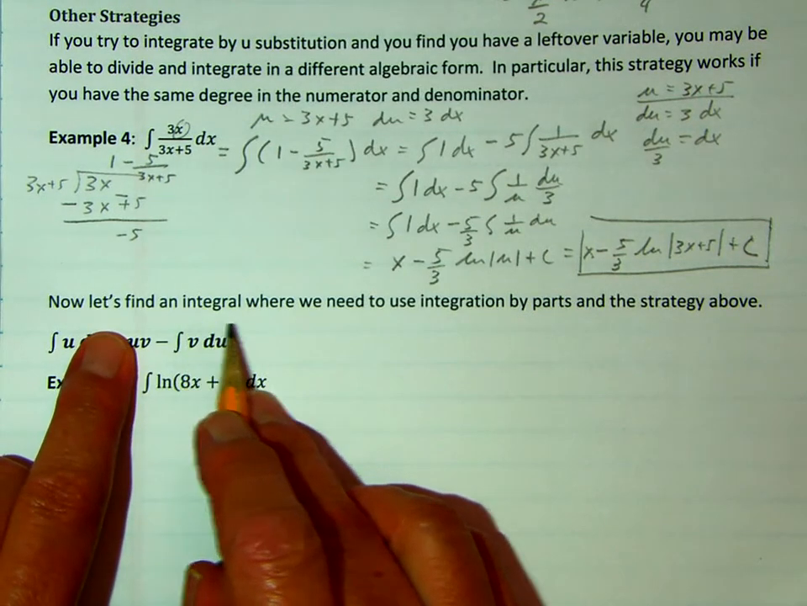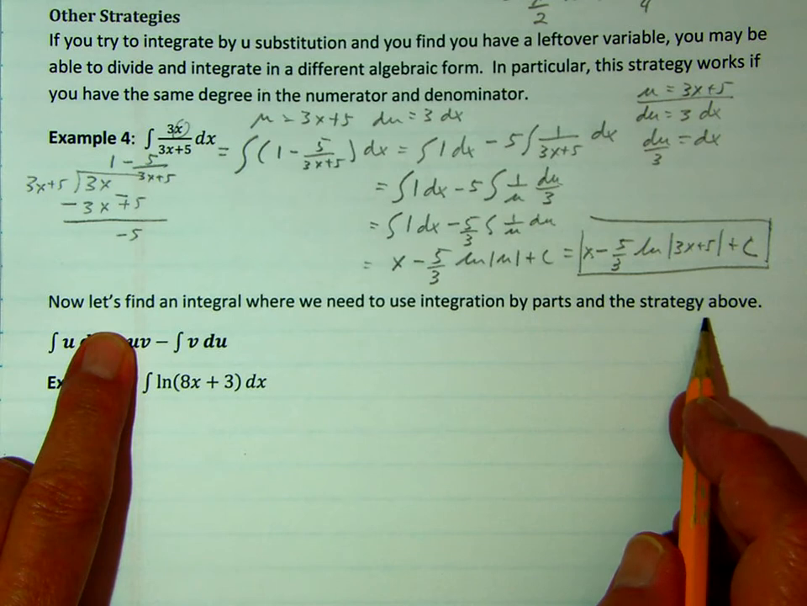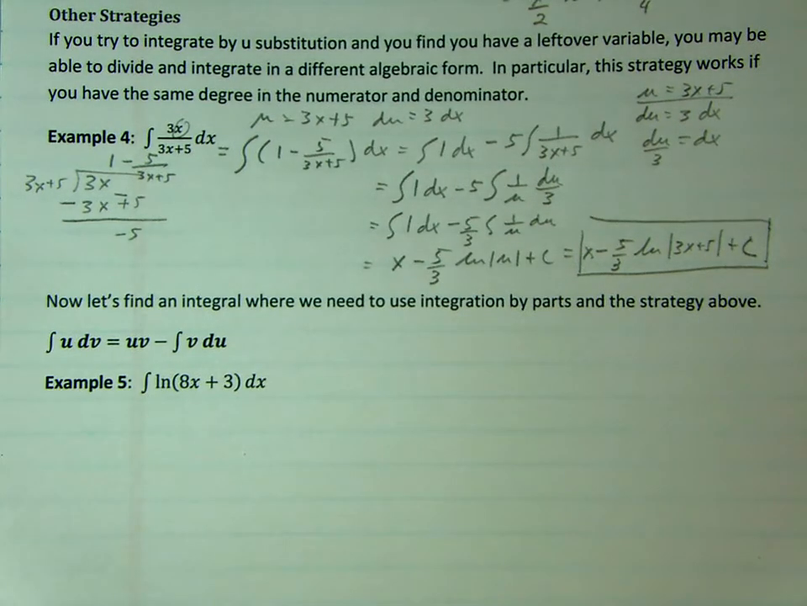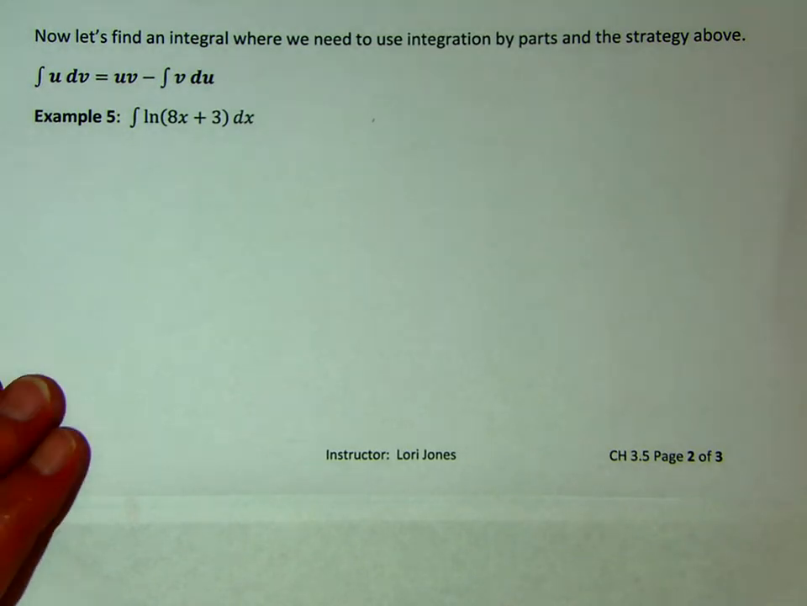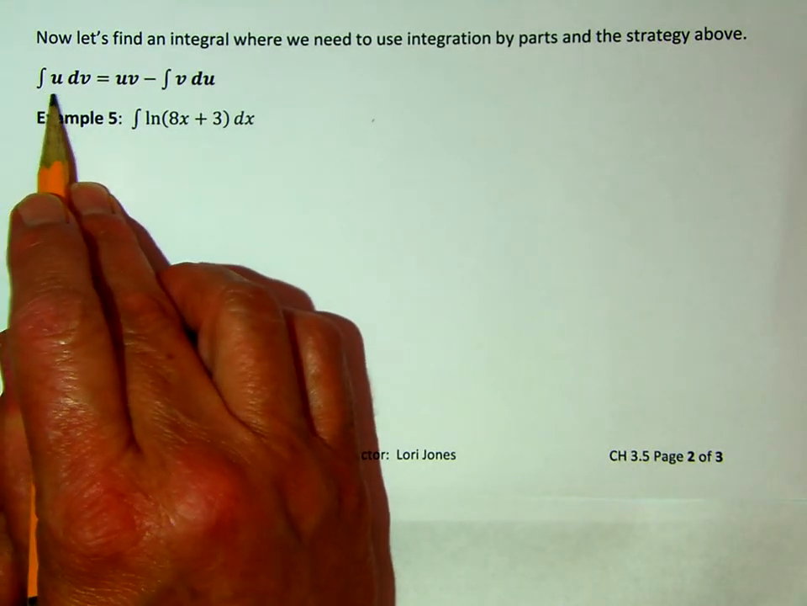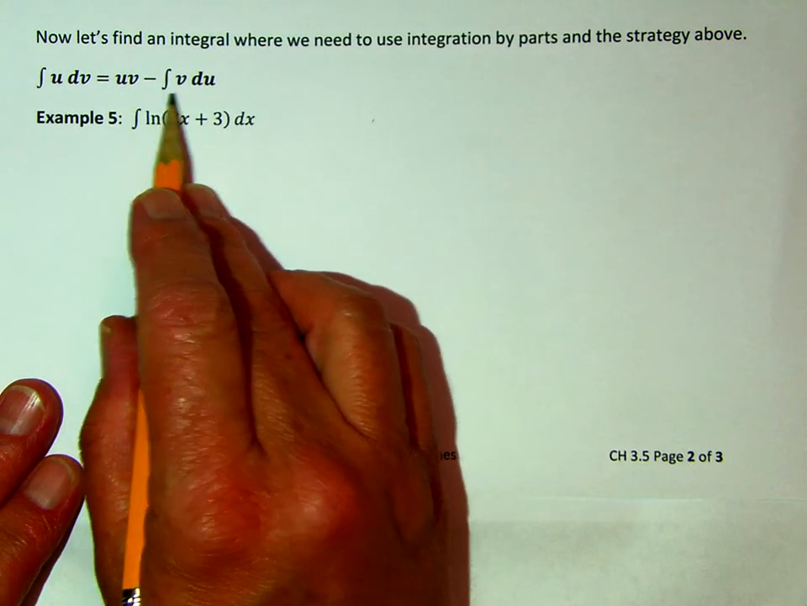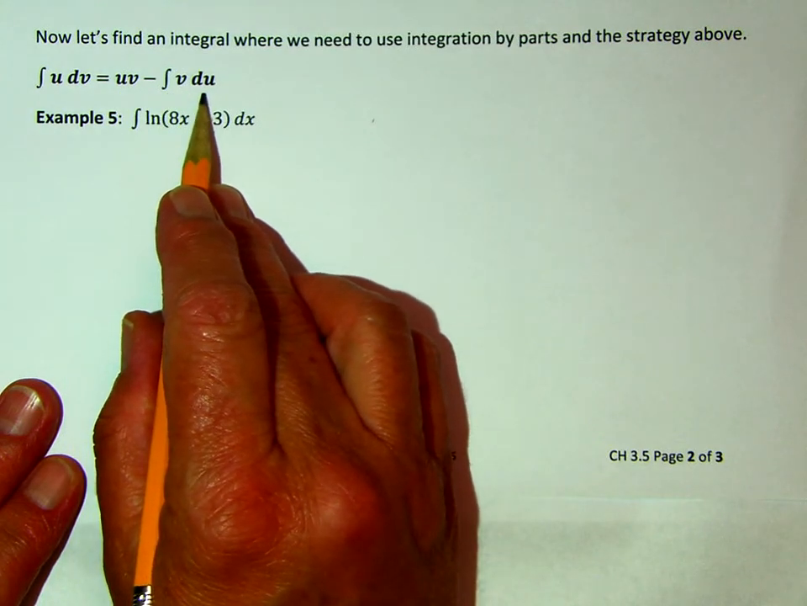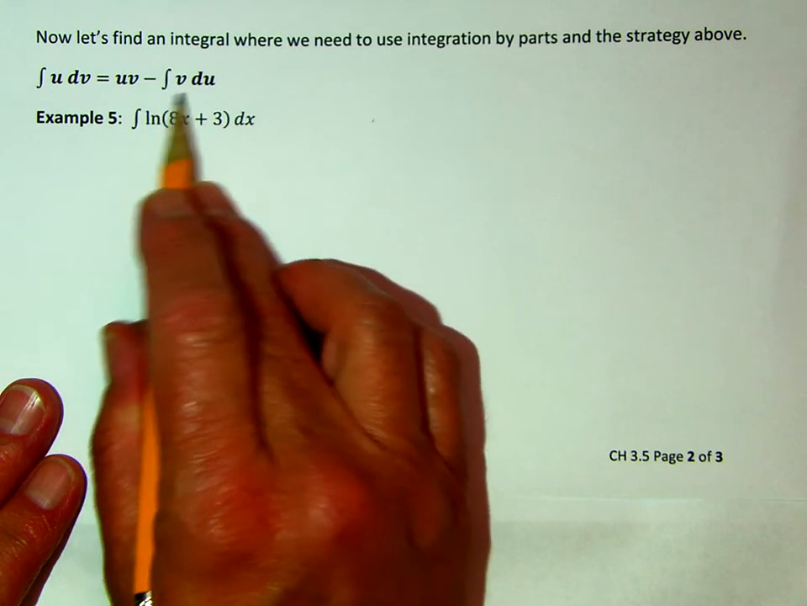Now let's find an integral where we need to use integration by parts and the strategy above. So remember, our goal is we want to take the integral of u dv equals uv minus the integral of v du, and cleverly select u and dv to make this something that's easier to integrate.